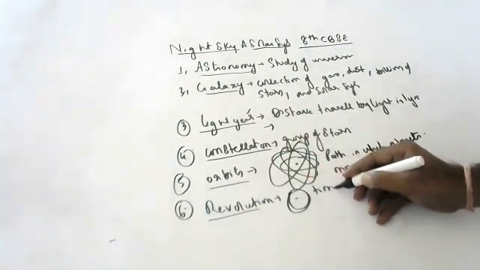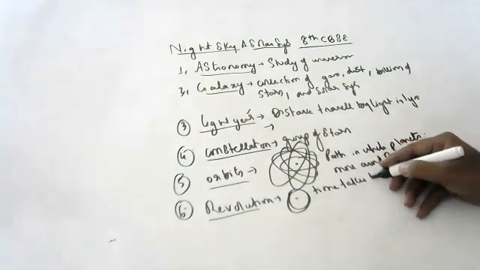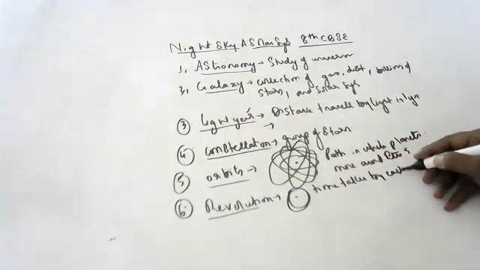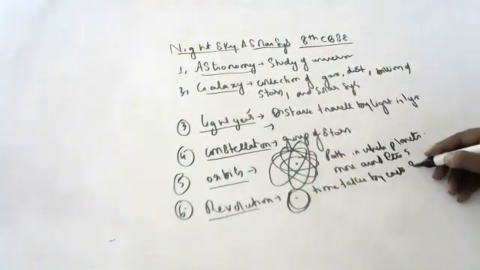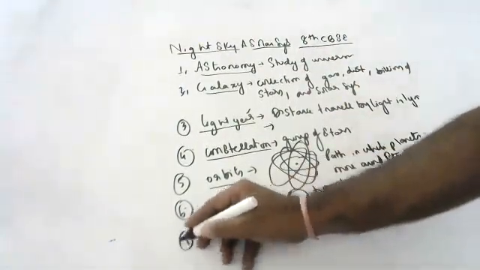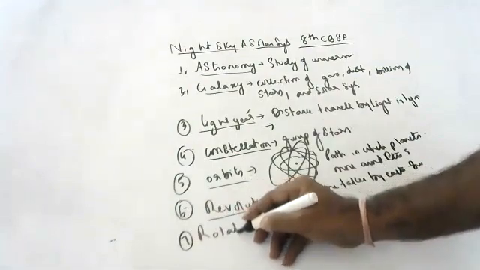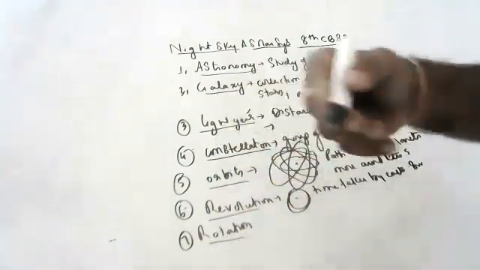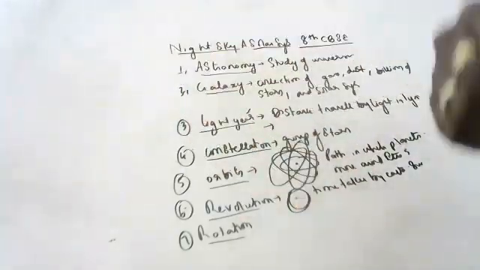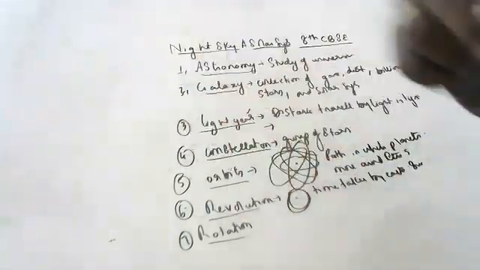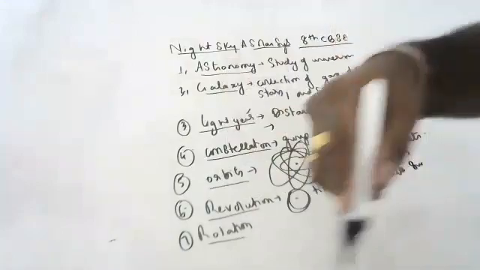Time taken by Earth to complete one orbit around the sun is revolution. Whereas rotation is around its own axis, means standing at same position. See, children, Earth also rotates and also does revolution. Rotation means around its own axis.